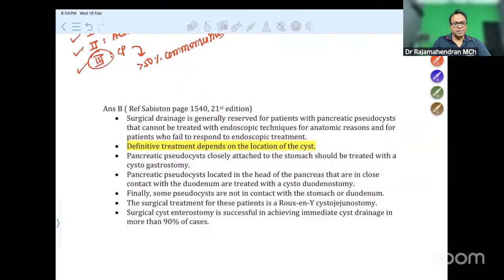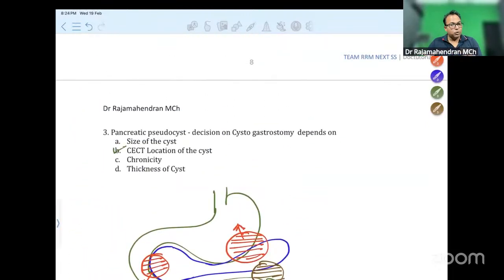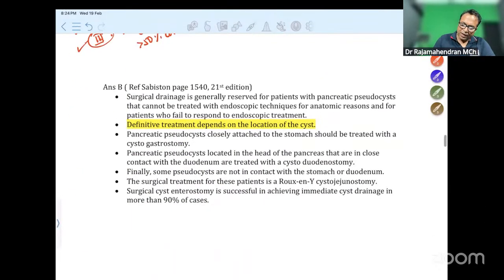Definitely see the line from Sabiston. I'm telling you, you will get line questions directly from Sabiston. I would have made the question simple, but the exam question will be a bigger clinical question, and you will be confused reading the question paper. So please remember, definitive treatment depends on the location of the cyst.